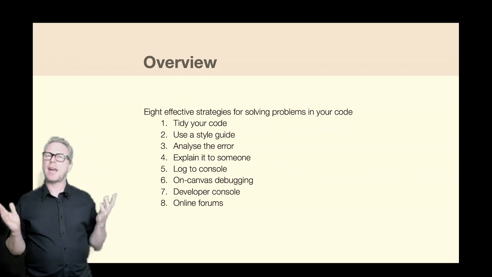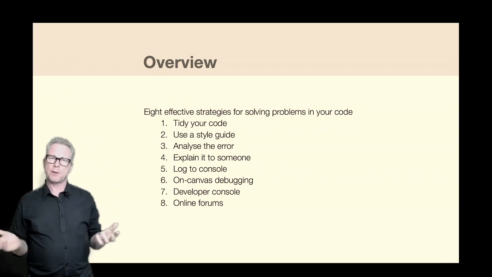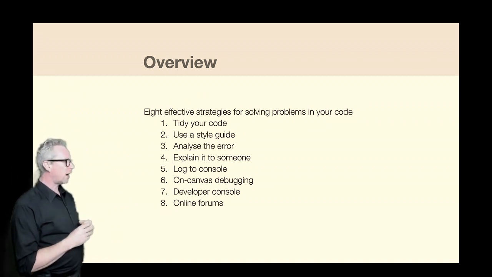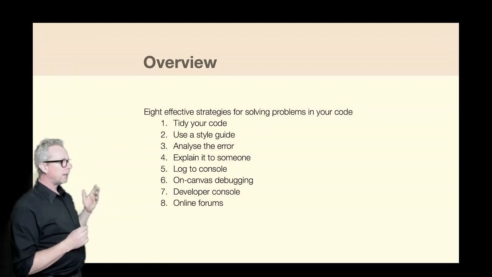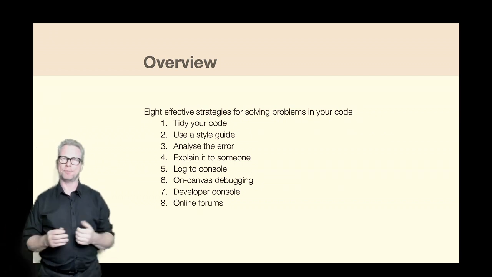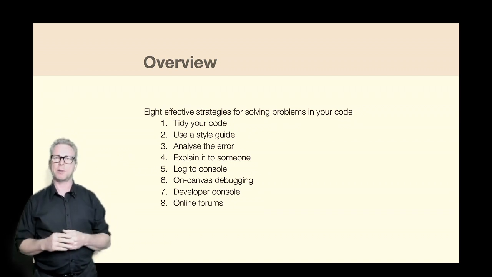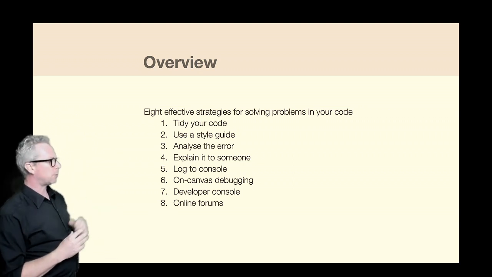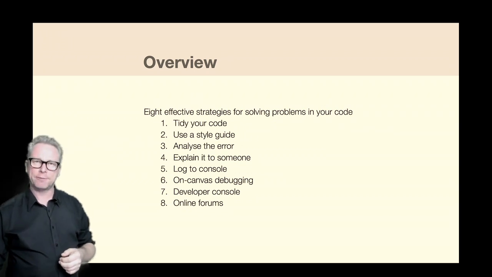So here are the 8 strategies I'll cover for solving problems in your code. First one is tidy your code. Second one, follow a style guide. Number 3 is analyze the error. Number 4, explain it to someone. Number 5 is log it to the console. Number 6, use on-canvas debugging, and you can see this week's examples for a worked example of that. And number 7 is use the developer console. Finally, number 8 is access the online forums.